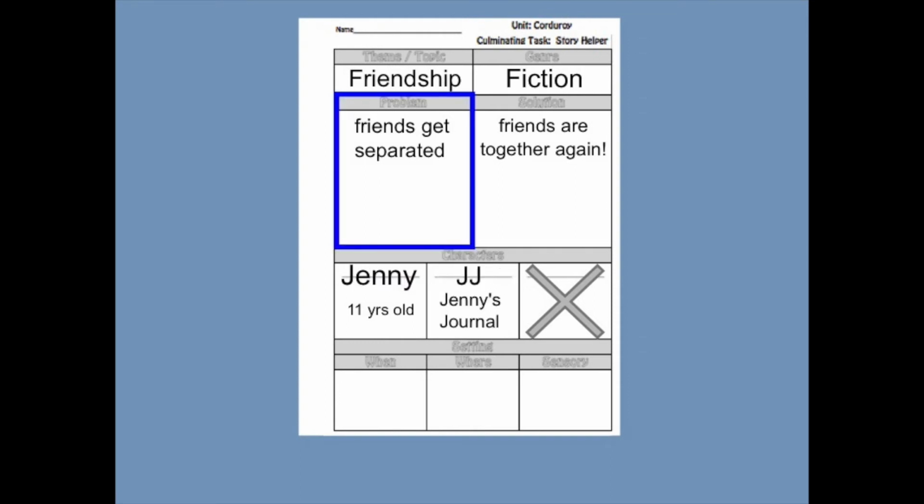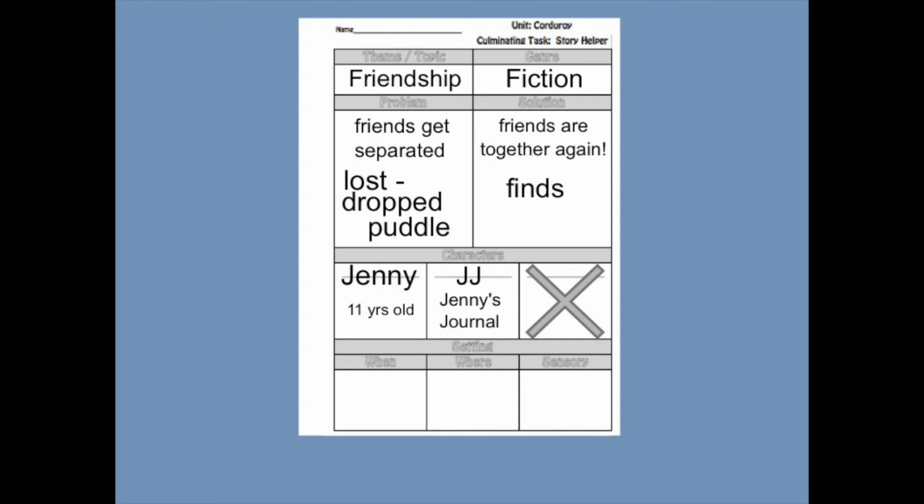Let's go back to the problem and decide how they get separated. Maybe the journal gets stolen, or misplaced, or ruined, or lost. Lost, I like that. She dropped the journal in a puddle. Yeah, this all feels good. In the end, Jenny finds the journal, of course.